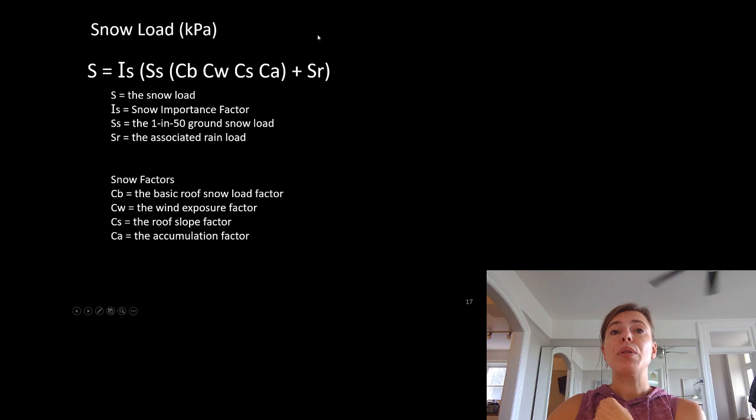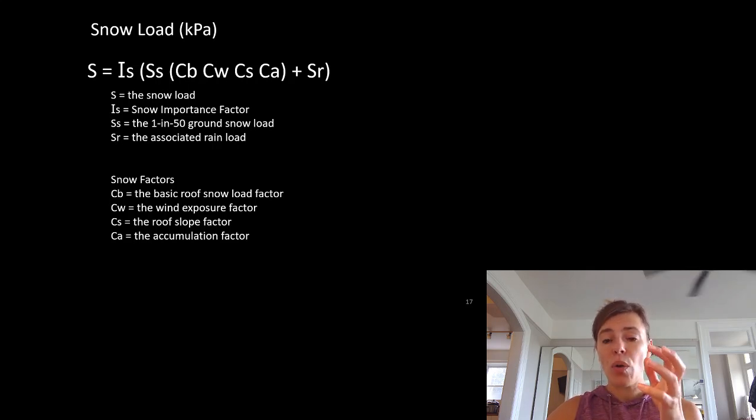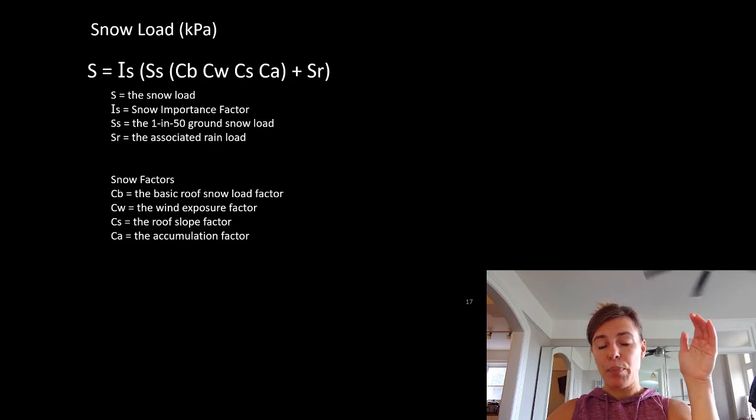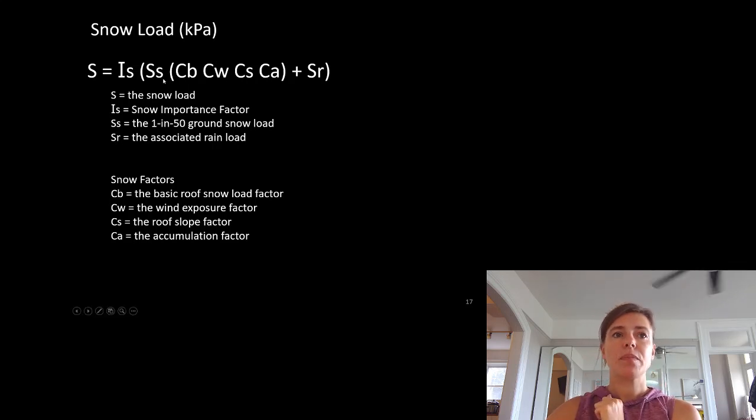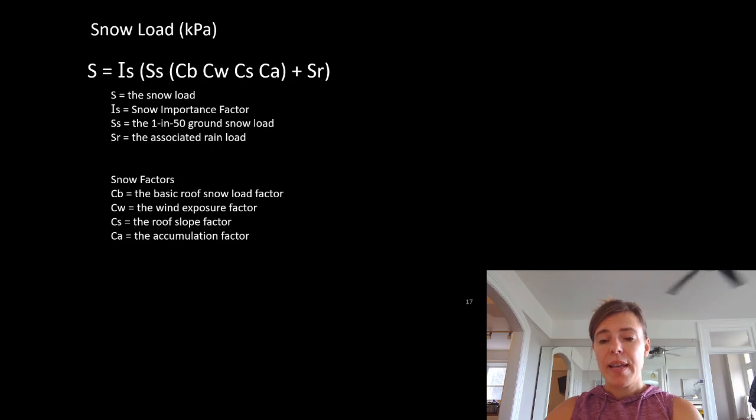So it's the importance factor for snow applied to the entire equation, which is Ss, a snow load that you're going to look up in a table. I've uploaded climatic data, and one of the lines in it is snow, or Ss. So Ss is our 1 in 50 ground snow load. What we're saying there is that in 50 years, the worst storm we're likely to see is this much snow, or this many kPa of snow.